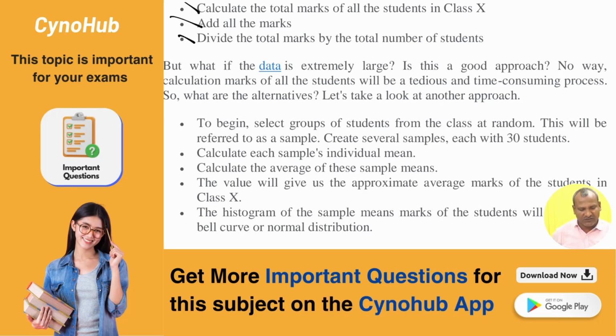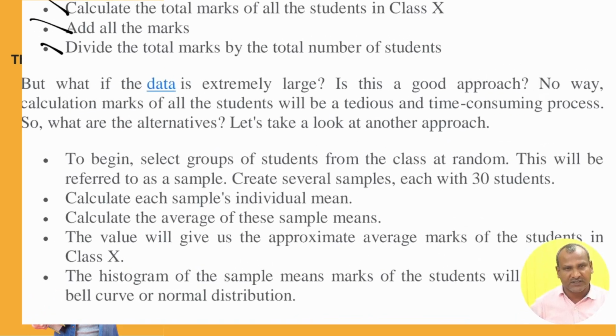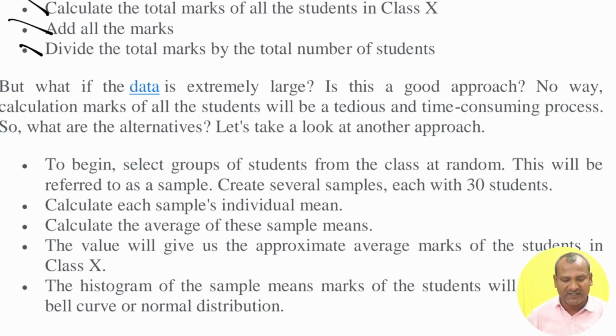But what if the data is extremely large? Now we are taking only 15 sections. For example, if it is 100 sections, then there will be many thousands of students, so that becomes extremely large. At that particular moment, what will we do? Is this a good approach? No. Calculating the marks of all the students will be a tedious and time consuming process. So what is the alternative? Let us look into another approach that we can call the central limit theorem.